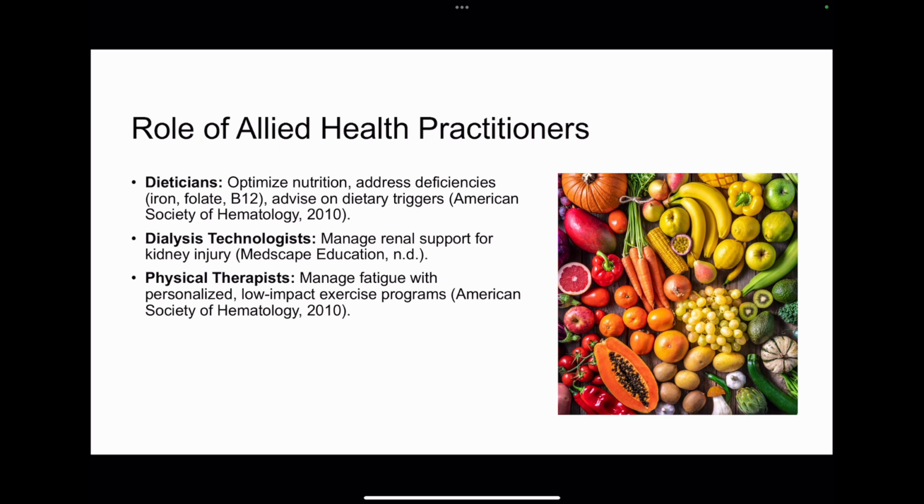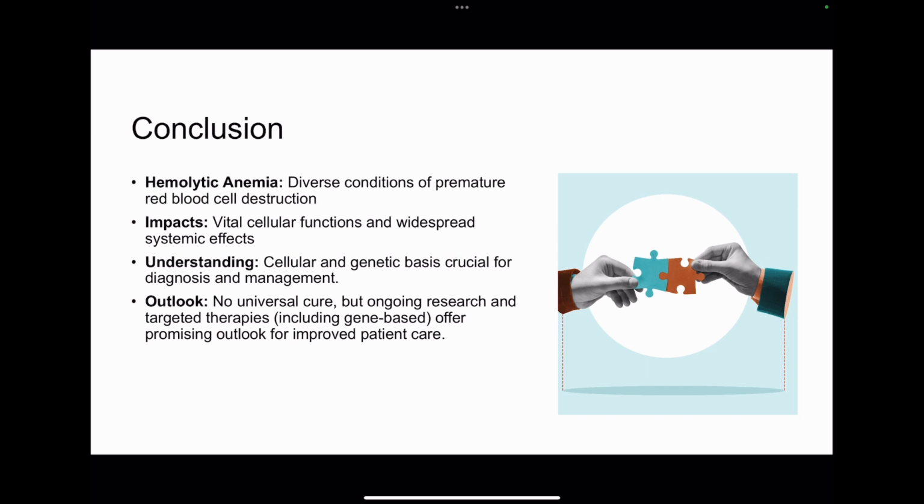So, in conclusion, hemolytic anemia is a diverse group of conditions characterized by premature destruction of red blood cells, impacting vital cellular function and leading to widespread systemic effects. We specifically covered sickle cell disease, pyruvate kinase deficiency, and glucose 6-phosphate dehydrogenase deficiency today. But there's a couple others that we weren't able to have enough time to explore, such as thalassemia, and the autoimmune condition that can come from hemolytic anemia as well.